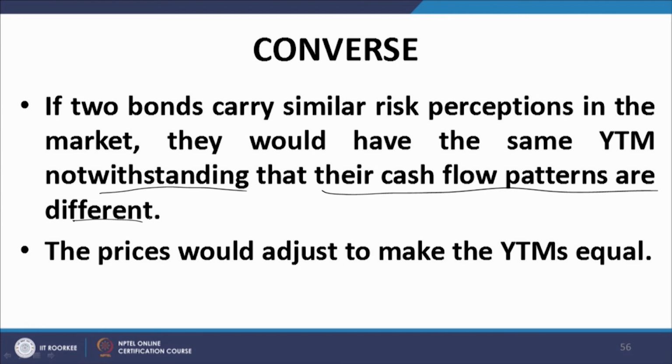You see, the basic thing is that this discount rate or the YTM, whatever we call it, is representative of the return that an investor gets from a security. And this return is obviously a function of the riskiness and the realizability of the return. So, the bottom line is that if two bonds carry similar risk perceptions, they will give you the same YTM, notwithstanding the fact that they have different cash flows. Why? Because the prices will adjust accordingly.